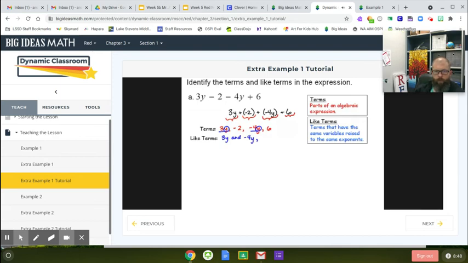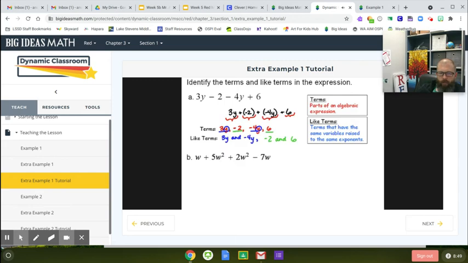Now let's look at the rest of the terms. Remember, a term without a variable is a constant. The terms -2 and 6 are constants since they do not have variables. Constant terms are like terms. So negative 2 and 6 are like terms. The terms of this expression are 3y, negative 2, negative 4y, and 6, and the like terms are 3y and negative 4y, and negative 2 and 6. Let's look at another example.